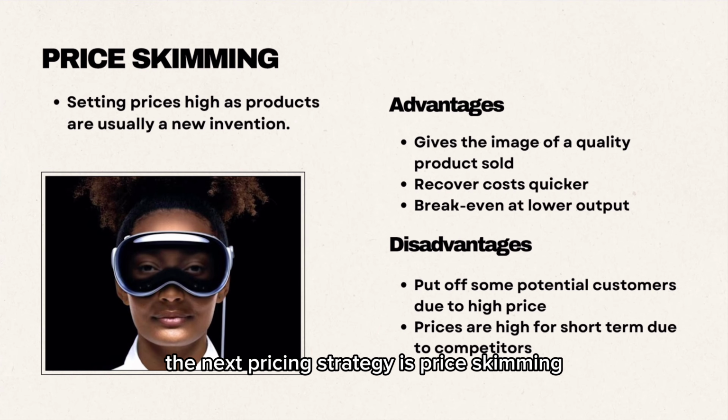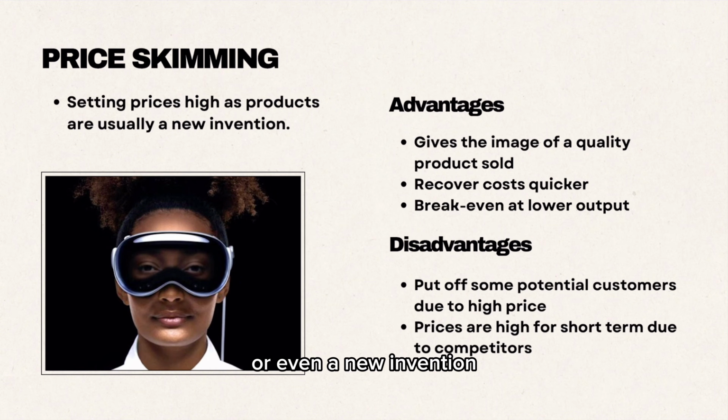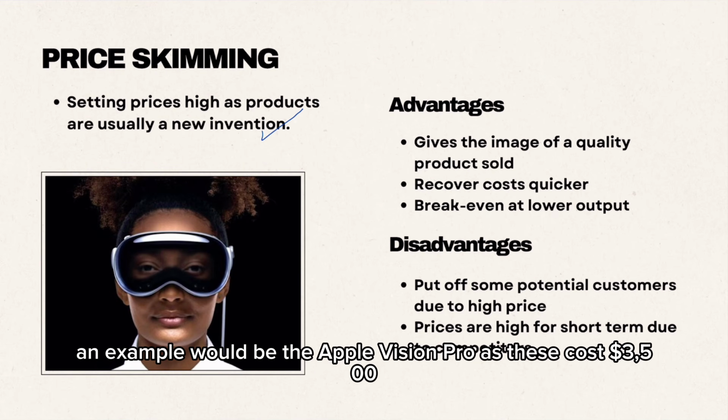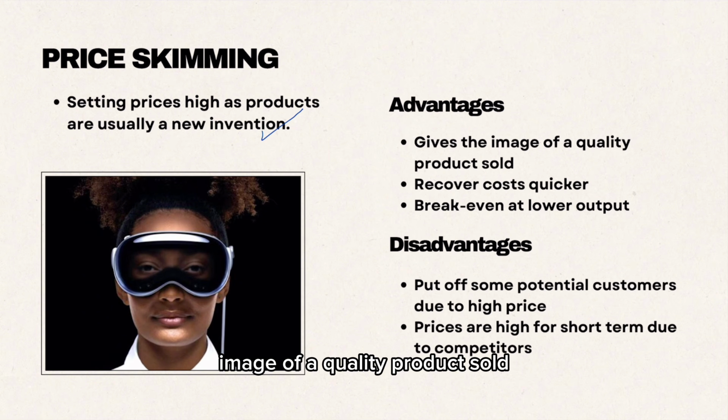The next pricing strategy is price skimming. This is when a company sets prices high, as products are usually either new to the market or even a new invention. An example would be the Apple Vision Pro, as these cost $3,500. The advantages of price skimming is that it gives the image of a quality product sold.